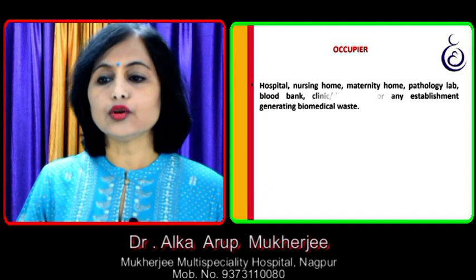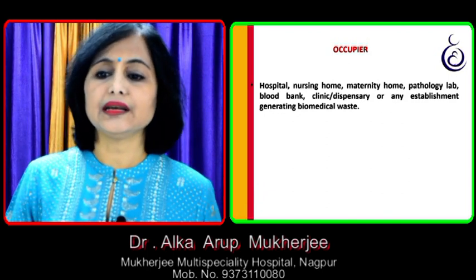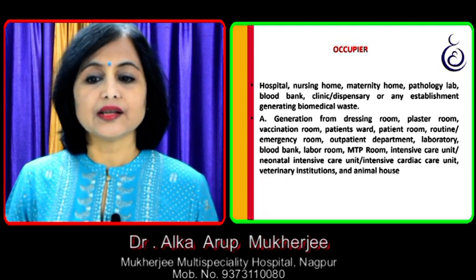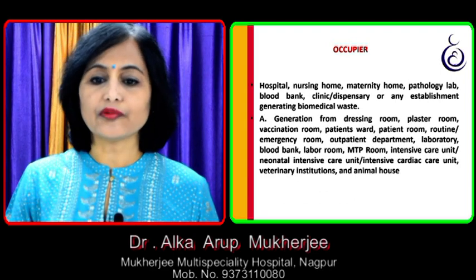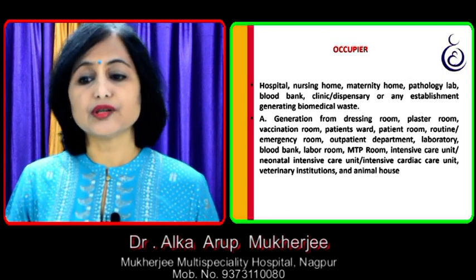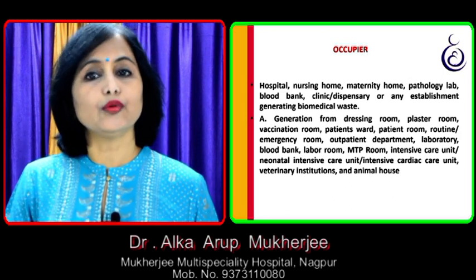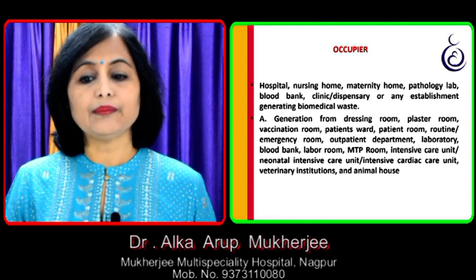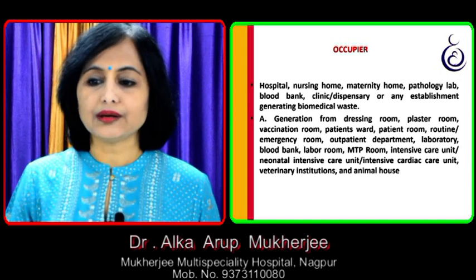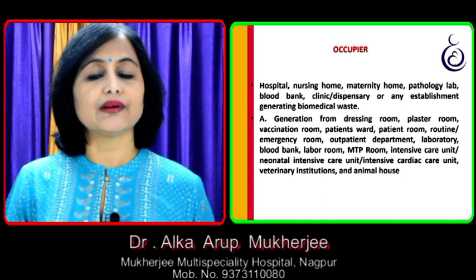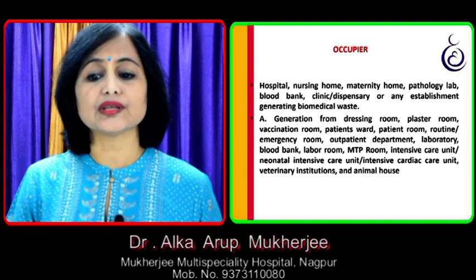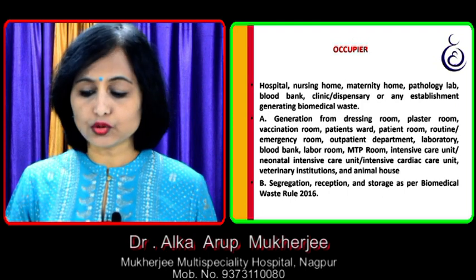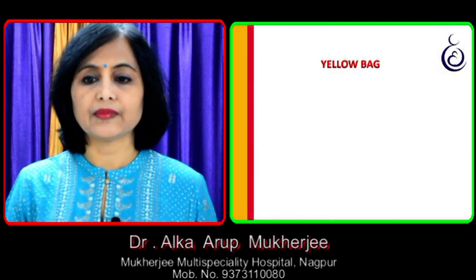Hospital, nursing home, maternity home, pathology lab, blood bank, clinic, dispensary or any establishment generating biomedical waste are the occupier. Generation is from the dressing room, plaster room, vaccination room, patient's ward, patient's room, routine or emergency room, outpatient department, laboratory, blood bank, labor room, MTP room, intensive care unit, neonatal intensive care unit, intensive cardiac care unit, veterinary institutions and animal house. Segregation, reception and storage as per Biomedical Waste Rules 2016 should be done.